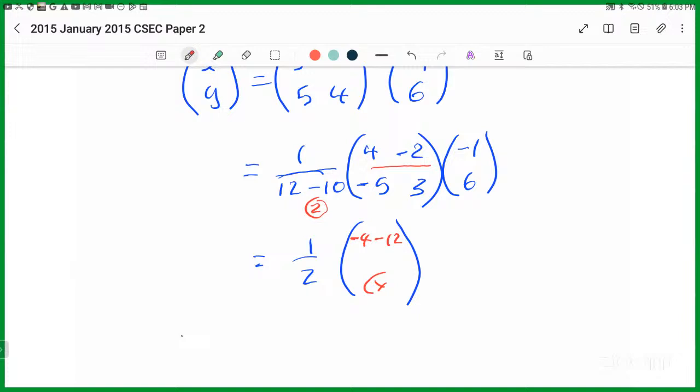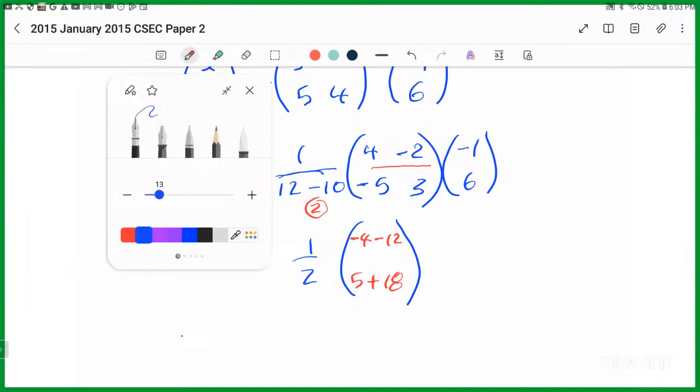And then the second value here is positioned in the second row and the one column. So to get it, you have to multiply this second row by this one column. I multiply the same way again. First element times first element. Second element times second element. Negative 5 times negative 1 and 3 times 6. Negative 5 times negative 1, you have positive 5. And then 3 times 6 is 18.